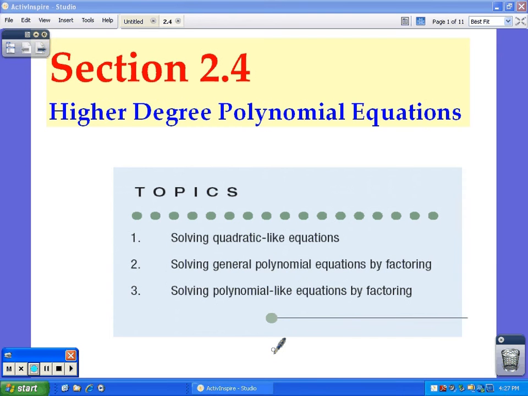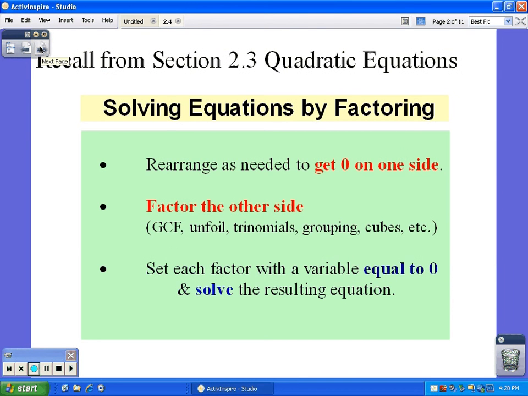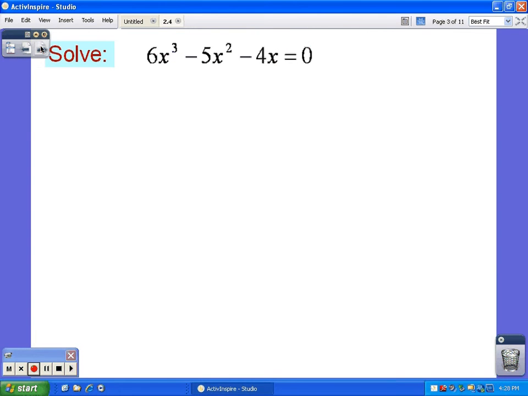Section 2.4 deals with solving higher degree polynomial equations. To solve, you're going to use the same factoring steps that we did in Section 2.3. Remember, you need to get one side equal to 0, you need to factor the other side, and then you'll set each factor equal to 0 and solve the resulting equation. So let's look at this first problem.